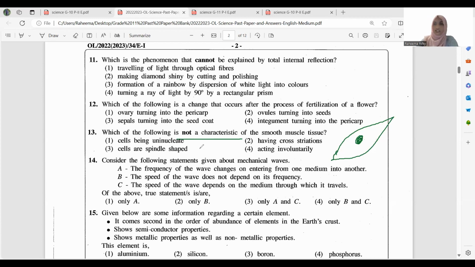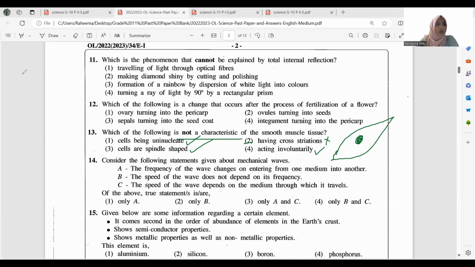So "not" means we have to find out which is not. Cells being uninucleate, yes, of course. Having striations, no, not at all. Cells are spindle shaped. Yes, of course, you can see the shape. Acting involuntarily, yes, they are. So here the answer is the second one. So I just told you the main points that you have to keep in mind about the smooth muscle tissue. And also you have to keep in mind a few locations of the smooth muscle tissue as well.